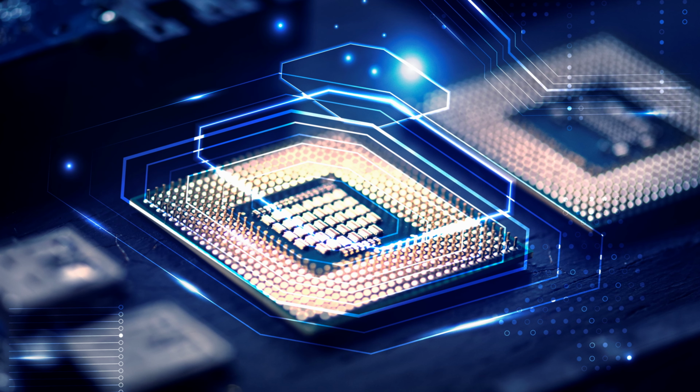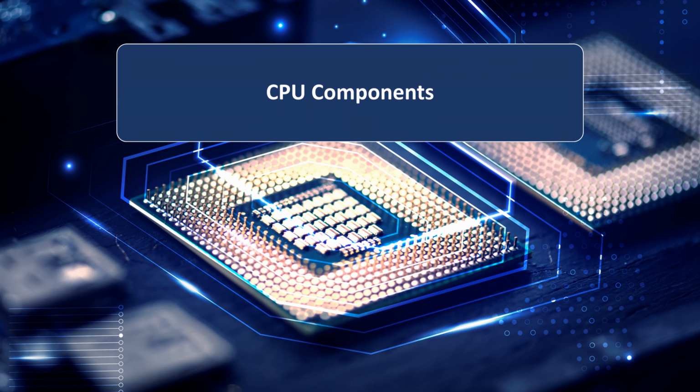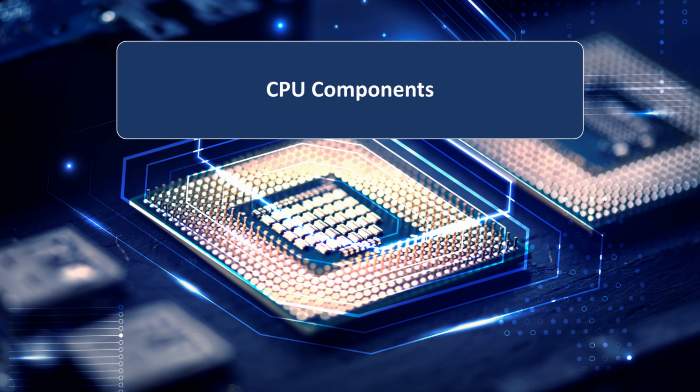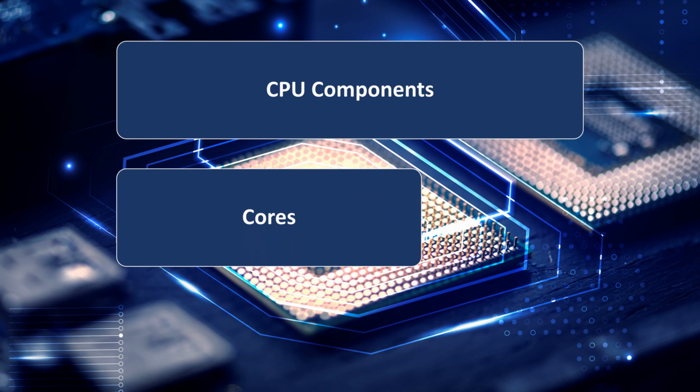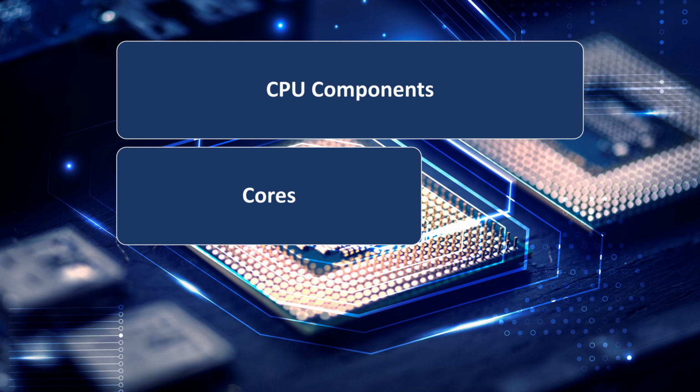Let's see what are the key components of a CPU. First component of a CPU are cores. Modern CPUs have multiple cores, each capable of executing instructions independently. For example, a quad-core CPU can handle 4 tasks simultaneously.